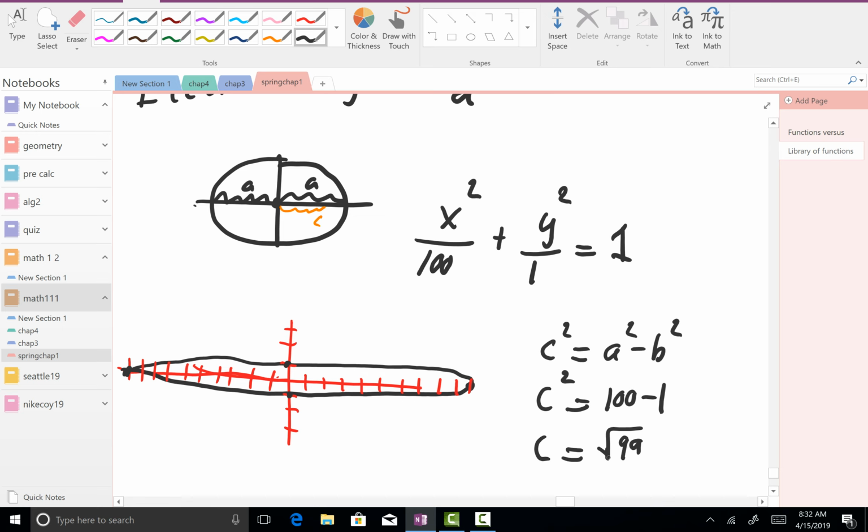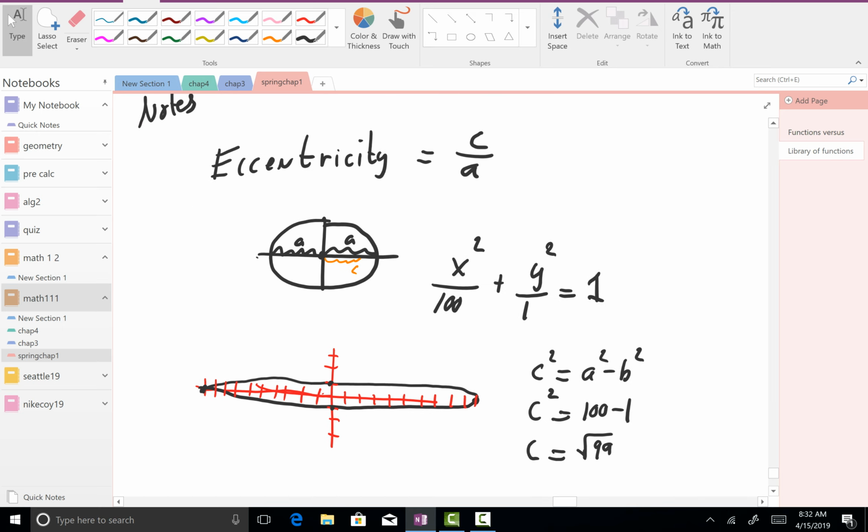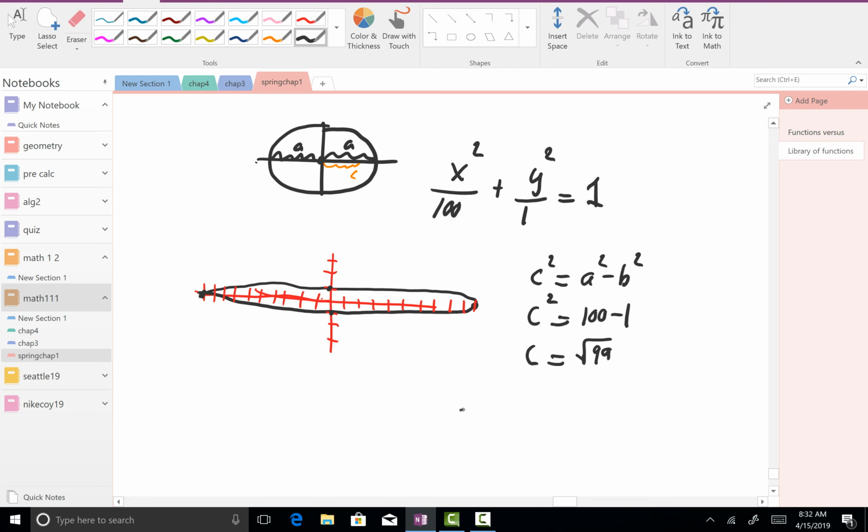Real close. So, if I go back up to this eccentricity here, which is the square root of 99 over 10, I can see that it's pretty close to 1. So, if it's pretty close to 1, then what does that tell you about your ellipse here? Yeah, it's really elongated, okay? Really elongated, all right?